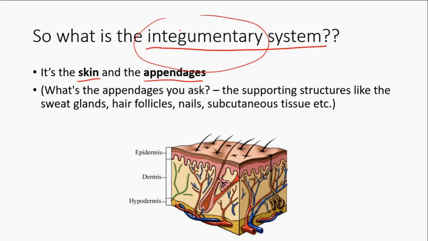and the functions that the skin has. So before we get started on what the function of the skin is, let's define this word here, appendages, because not everyone knows exactly what this means. Essentially, appendages mean the supporting structures of the thing that you're talking about. So in the skin, what it really means is things like your sweat glands, your hair follicles, your nails, and the subcutaneous tissue that's underneath the skin. So essentially that's what it is.